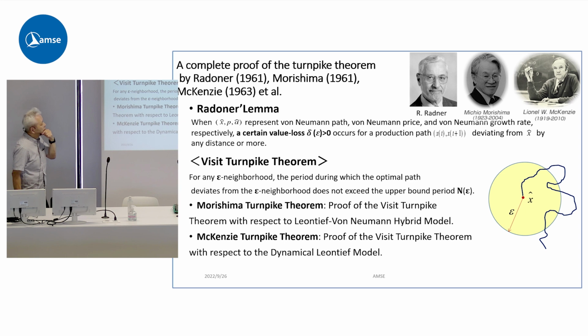That Turnpike is a little bit different from the recent one. It's called the visit Turnpike theorem. For any epsilon neighborhood, the period during which the optimal path deviates from the epsilon neighborhood does not exceed an upper bound period, large N. And N depends on epsilon, the size of the neighborhood. So we call this the visit Turnpike. The optimal path would go out and back, out and back, but the total period never exceeds N. This is the kind of property.